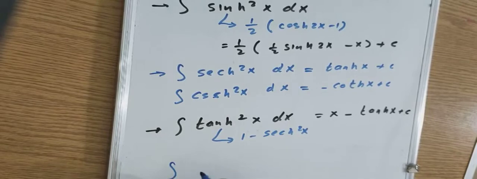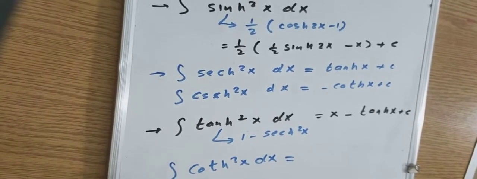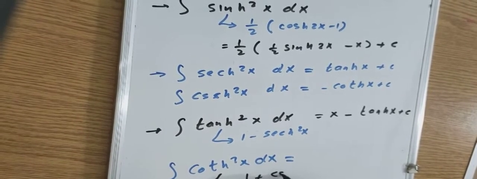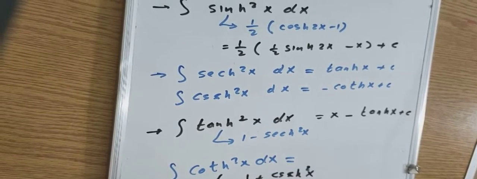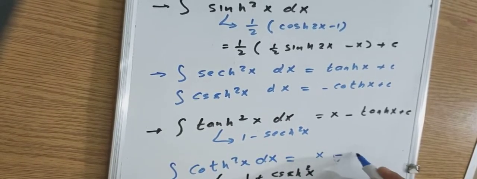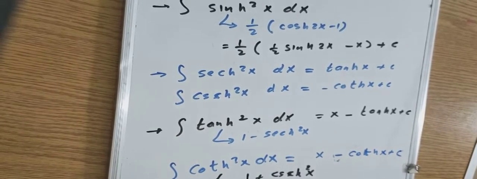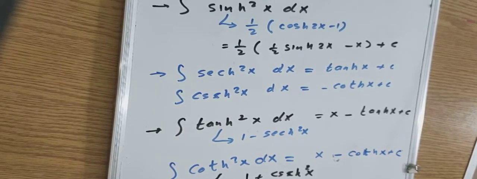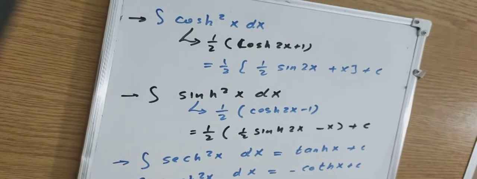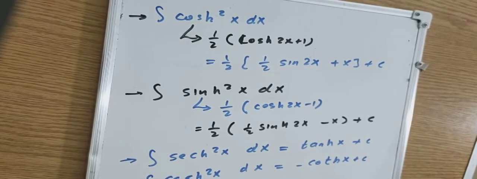Finally, for the integration of cot squared, cot squared has an identity which is cosec squared minus 1. So the integration will be negative cot x minus x. So now, until now, we can integrate the 12 functions, the 6 trigonometric functions, the 6 hyperbolic functions, and also these functions if the power is 2.